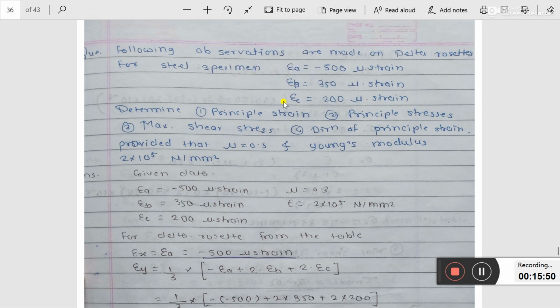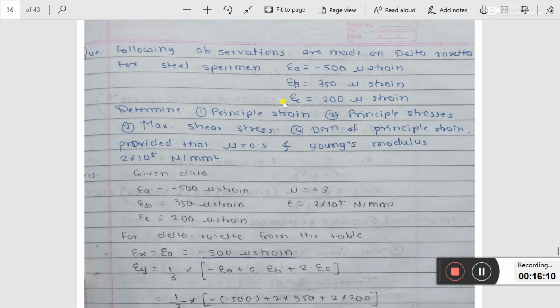It is represented in the form of given data, that is, the following observations are made on a delta rosette for the steel specimen. The value of epsilon A is equal to minus 500 microstrain, epsilon B is equal to 350 microstrain, and epsilon C is equal to 200 microstrain.